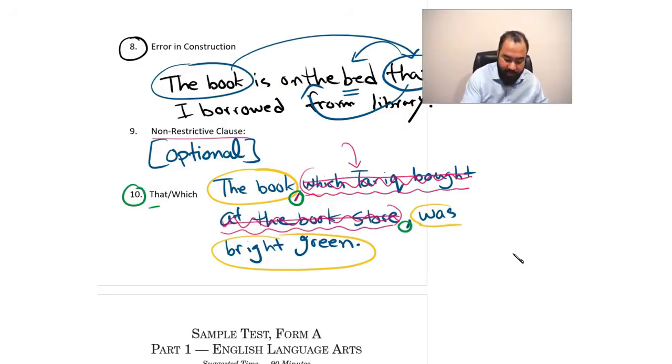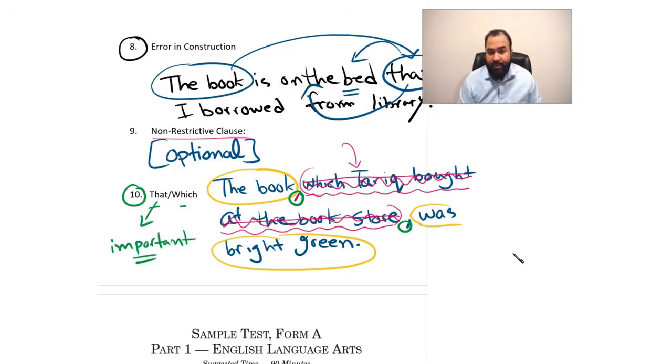So when do we use the word that and when do we use which? Remember that that is important. What do I mean by important? When you use the word that, it is important to the sentence. And when you use the word which, it is optional, not important. So we use the word which in non-restrictive clauses.